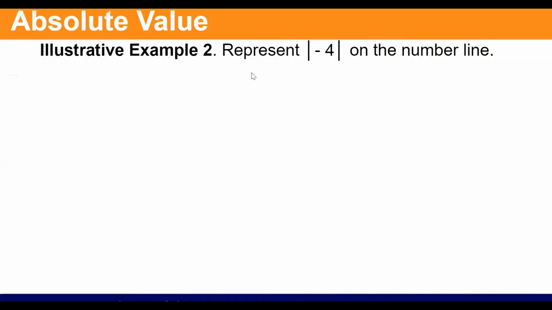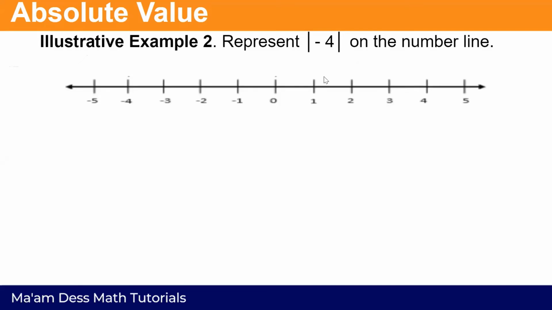Illustrative example 2. Represent the absolute value of -4 on the number line. Again, make a number line. Here is our 0 in the center and then 1 to 5 to the right: positive 1, 2, 3, 4, 5. And then to the left of 0, -1, -2, -3, -4, and -5. Now make a line from 0 going to -4.